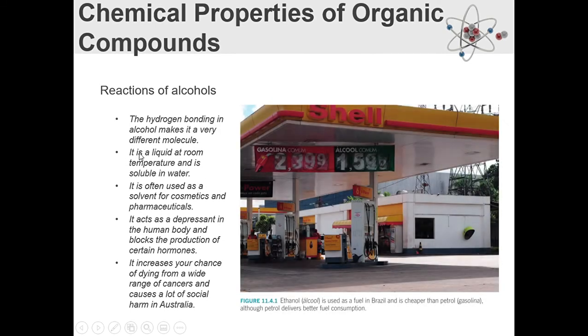Alright, reactions of alcohols. So hydrogen bonding in alcohol makes it a very different molecule. Because the OH exists, it makes it quite strongly polar. So it's a liquid at room temperature and is soluble in water, and alcohols are often used as a solvent in cosmetics, pharmaceuticals, and my problems.